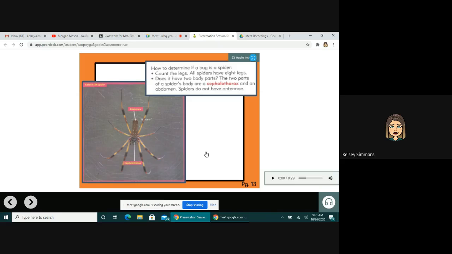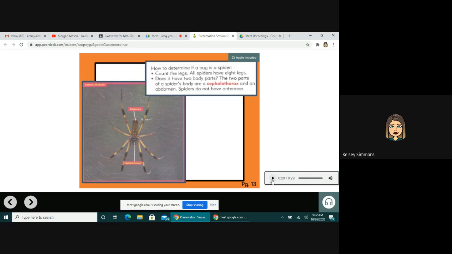How to determine if a bug is a spider? Here's how you can tell if a bug is a spider. Count the legs. All spiders have 8 legs. Does it have 2 body parts? The 2 parts of a spider's body are a cephalothorax and an abdomen. Spiders do not have antennae. Look at the diagram of the golden silk spider to see its cephalothorax and abdomen.